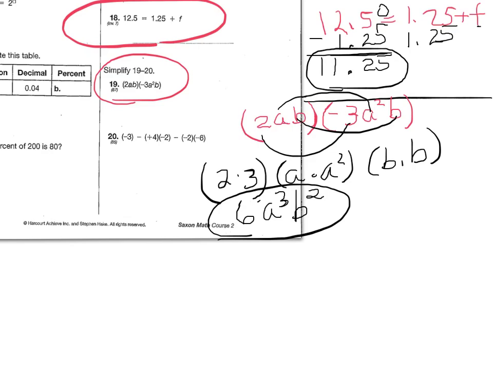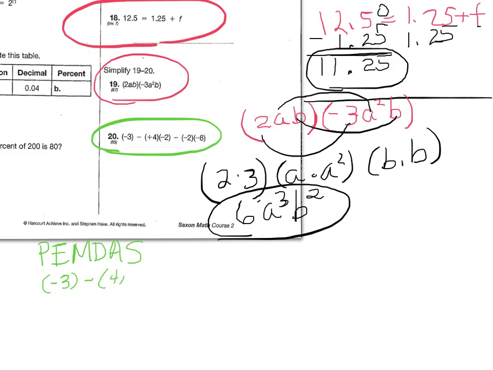Okay, the last problem, and we'll do that one in green so it's a little easier to see, is mostly a PEMDAS problem. So we're going to write PEMDAS. Remember what PEMDAS means: parentheses, exponents, multiplication, division, addition, subtraction. Okay, so we have negative 3 minus the quantity positive 4 times negative 2 minus the quantity negative 2 times negative 6.